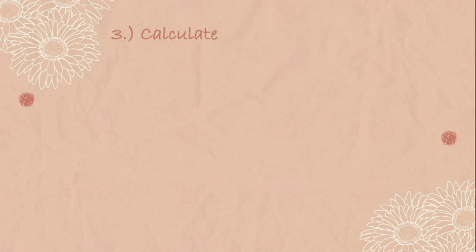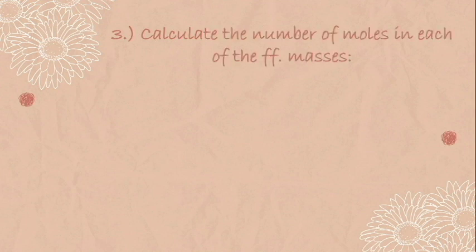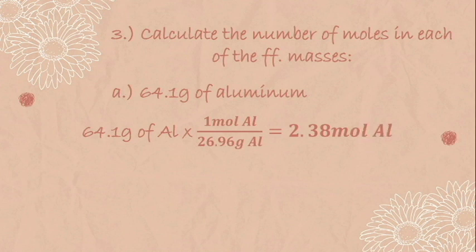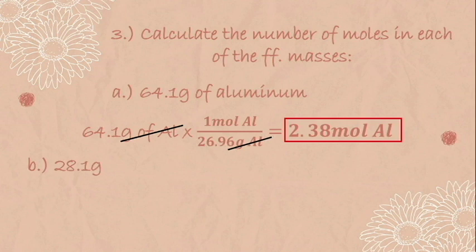So let's try a bit more challenging problem. How do we get the number of moles if the mass is given? Here we have 64.1 grams of aluminum. To get the number of moles, we divide the given mass by its molar mass, which is 26.96 grams of aluminum. And here we get 2.38 mole of aluminum.